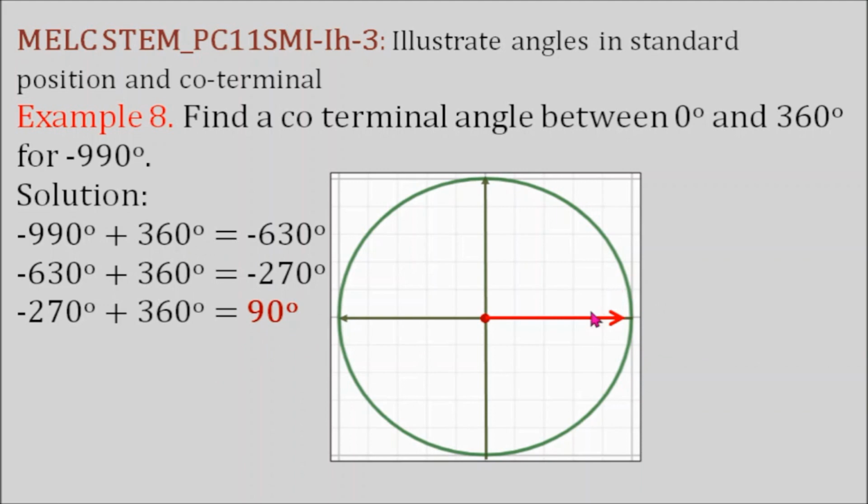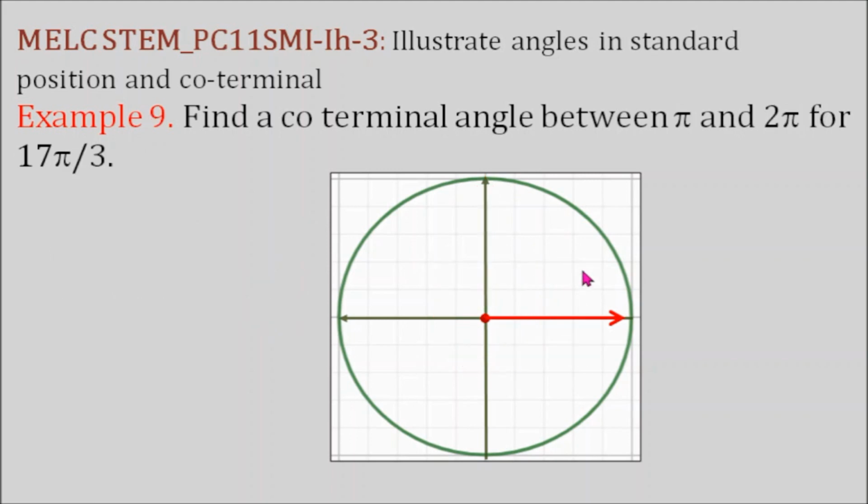Now how do we illustrate that? Because it's negative, we move clockwise. One complete revolution is negative 360, and another one means negative 720. And then we have negative 270 more to make it negative 990. So this is negative 990. This angle here in standard position, which measures between 0 degrees and 360 degrees, measures 90 degrees.